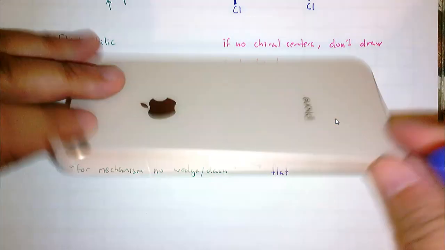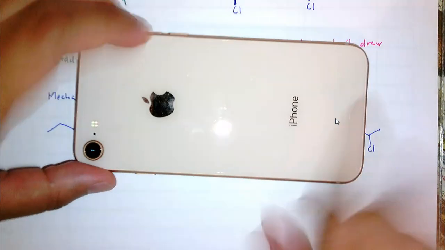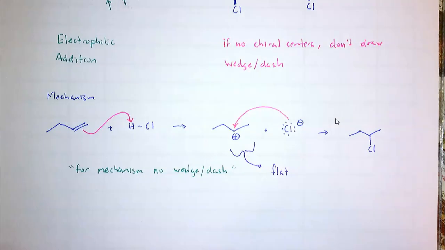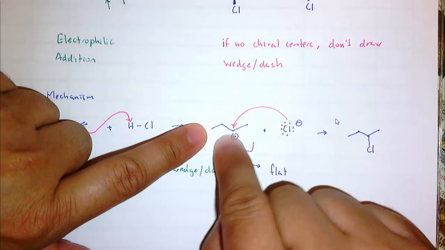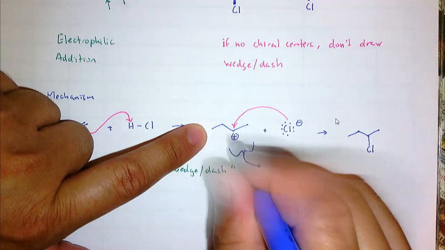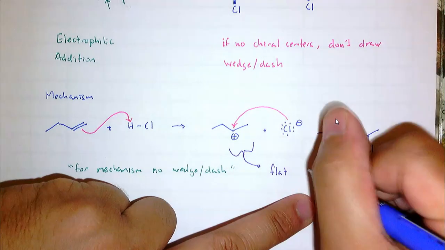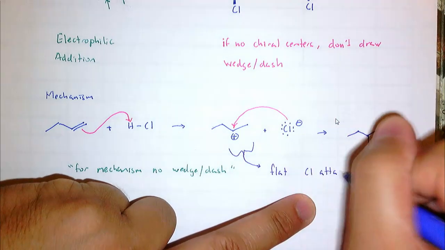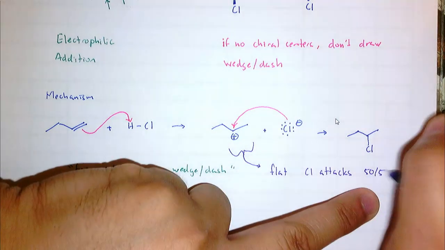But then when you look at it from the face, what is that? Up and down now becomes in and out, wedge and dash. So this is a 50-50 proposition where it could come from either side. Actually, the way it's written on the paper, the chlorine can come from the front, or the chlorine can come from the back. And it's 50-50, it's just probability. That's 50-50 front and back.